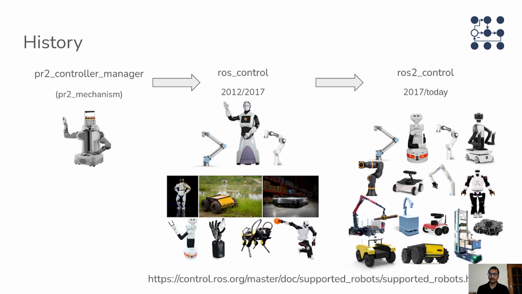ROS control was inspired by the PR2 control manager, which was developed for controlling the PR2, and we at PAL tried to make it robot agnostic, and it was adopted by many robots at that point of time. With ros2_control, we started with the idea to implement most of the features of ROS control, but in a more agnostic and more modular way. And to date, it has gained a lot of craze, because many robots have adopted it, including humanoids as well as mobile bases, and some people are using it also to lift pegs in the wild.